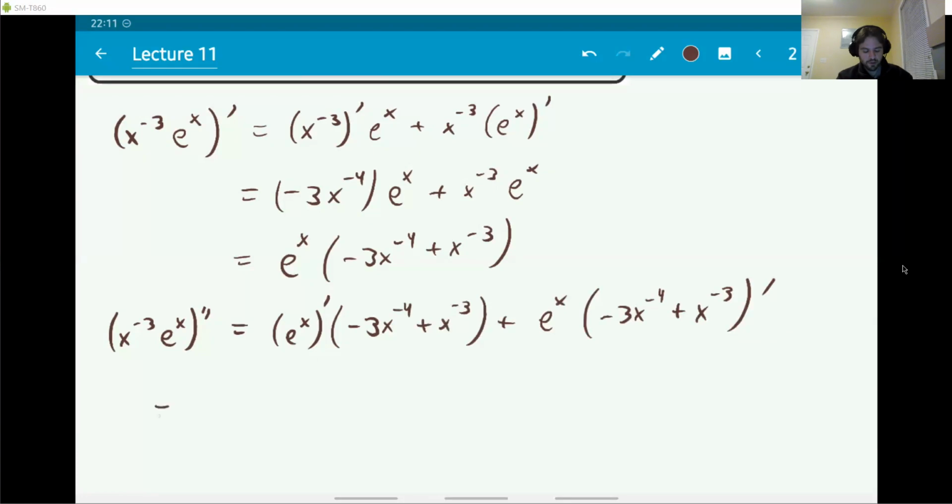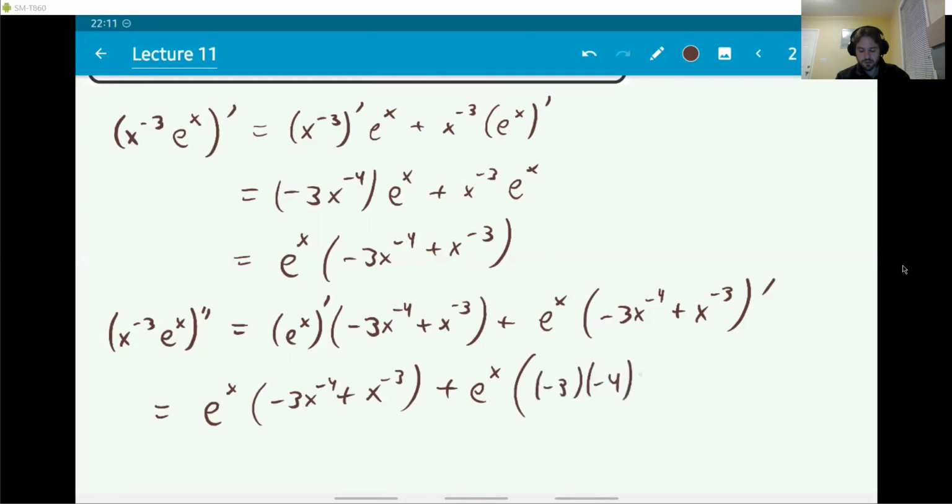And what do we get from all this? Again, e to the x prime is just e to the x. And on the second term, what is the derivative of minus 3x to the minus 4? The minus 4 comes down in front. That's the power rule. You also need an x to the minus 5. And here, minus 3x to the minus 4.